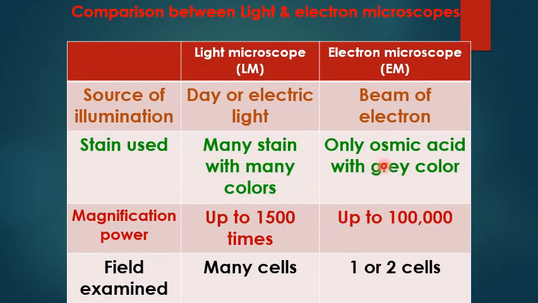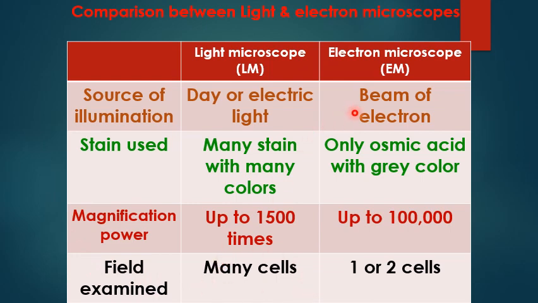What is the difference between light and electron microscopy? The light microscope's initials are LM, while the electron microscope's initials are EM. The source of illumination in the light microscope is the day light or electric light. Here we use many stains so I can see different colors. The maximum magnification that I can reach is up to 1500 times. If I need more magnification, I shift to the electron microscope. In the examined field, I can see many cells.